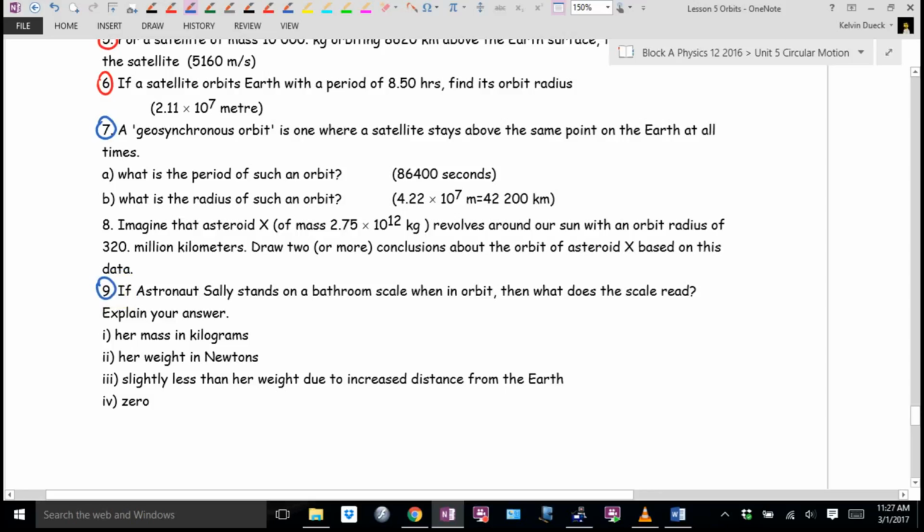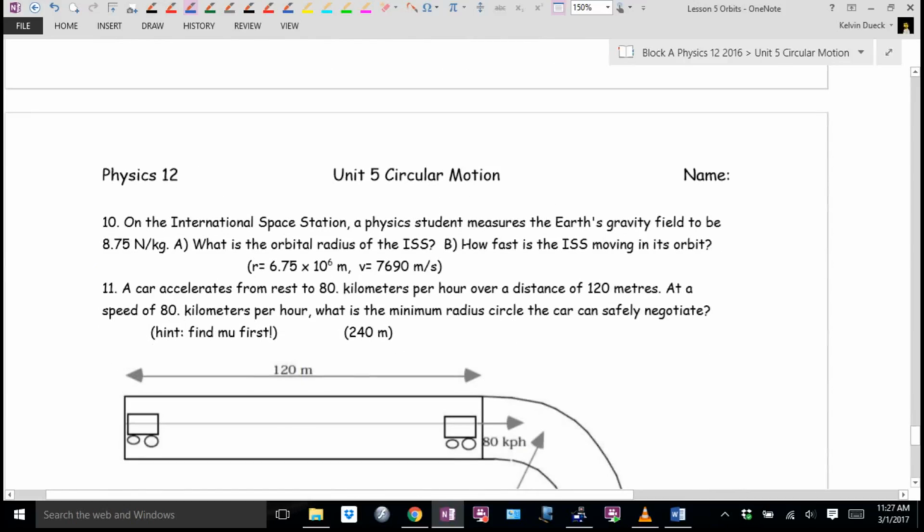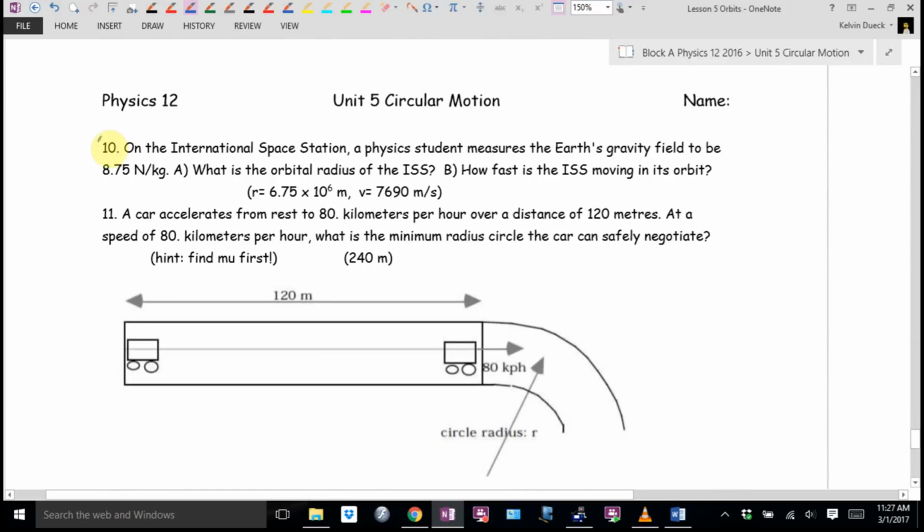9 is good. Imagine, do I want to do 8? Imagine an asteroid X revolves around the sun with an orbital radius. Draw 2 or more conclusions about the orbit. I didn't include the answers, so okay. 10 is tricky. This is how clever you are. What I've given you in number 10 is the gravitational field strength on the Earth, little g.